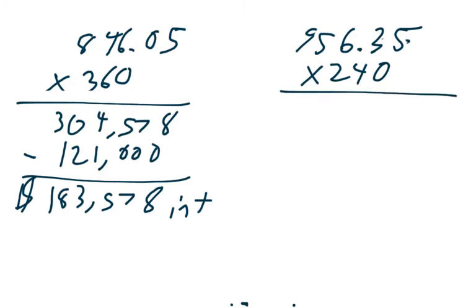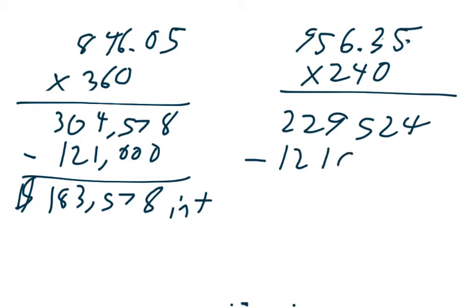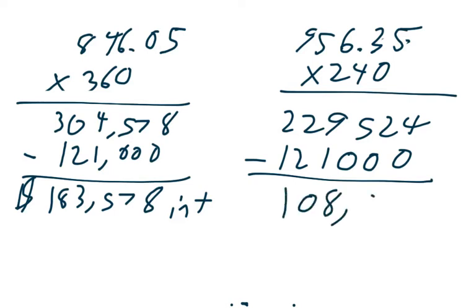For the 20-year loan, I paid more money each month, which led to a grand total of me paying $229,524, and I'm going to subtract off the $121,000, and that turns out to be $108,524.